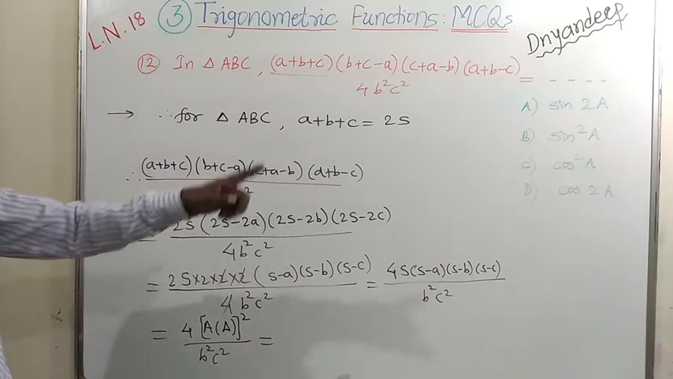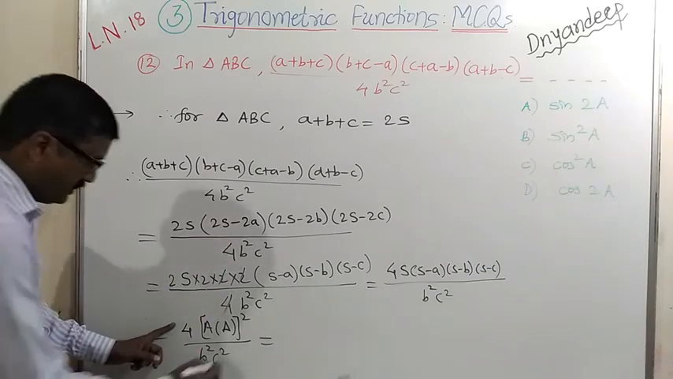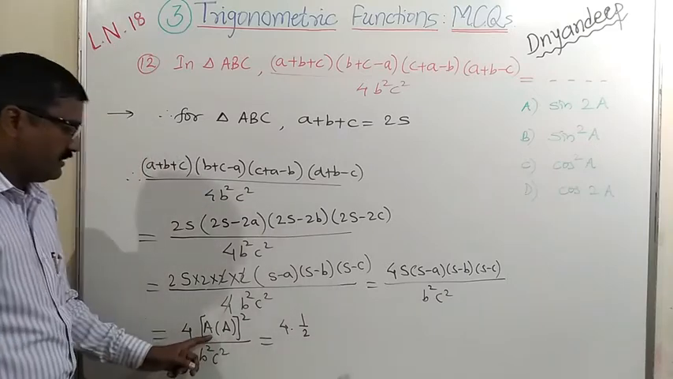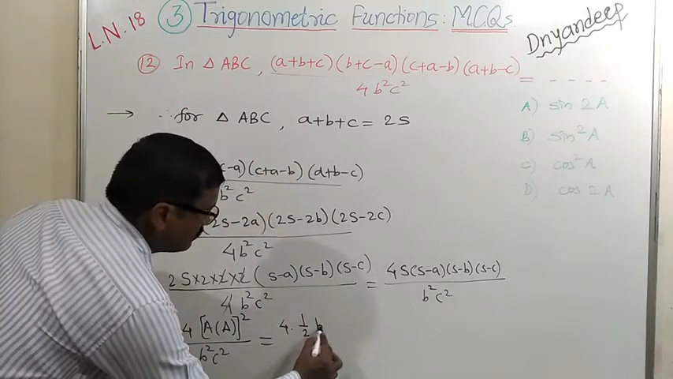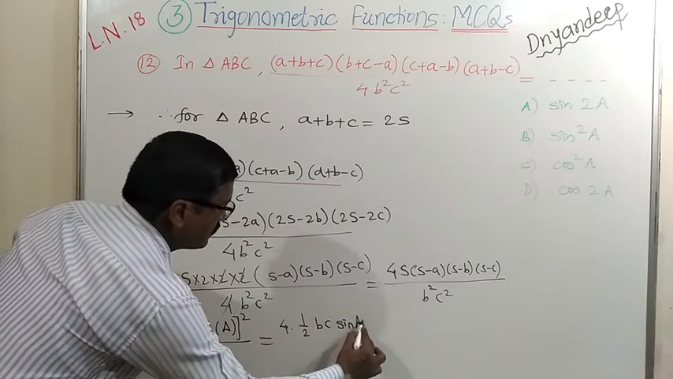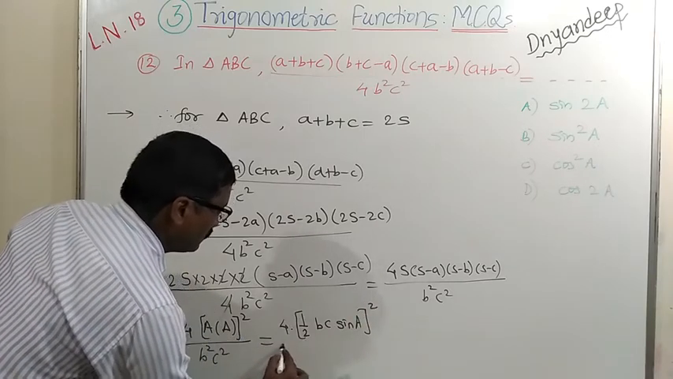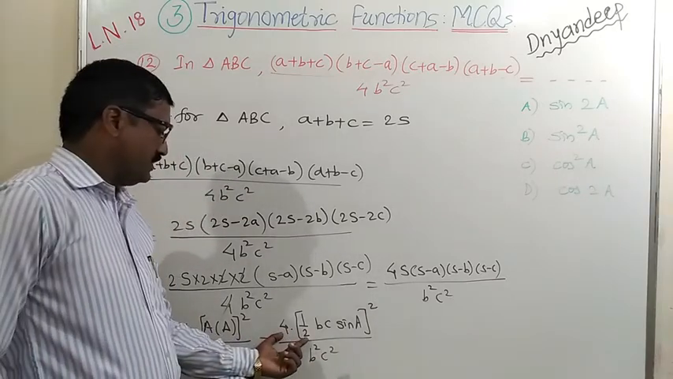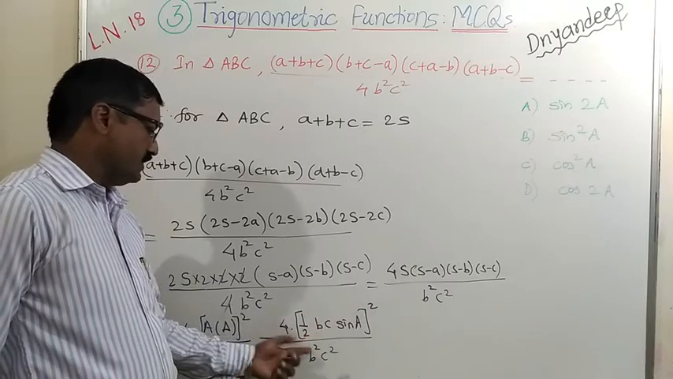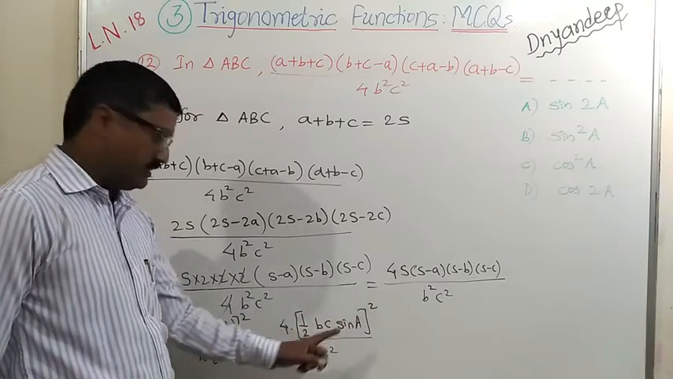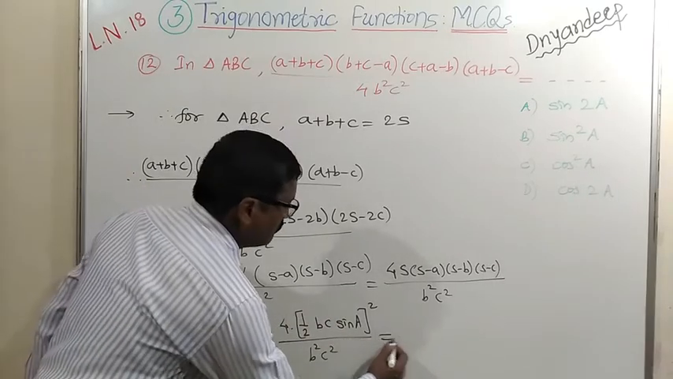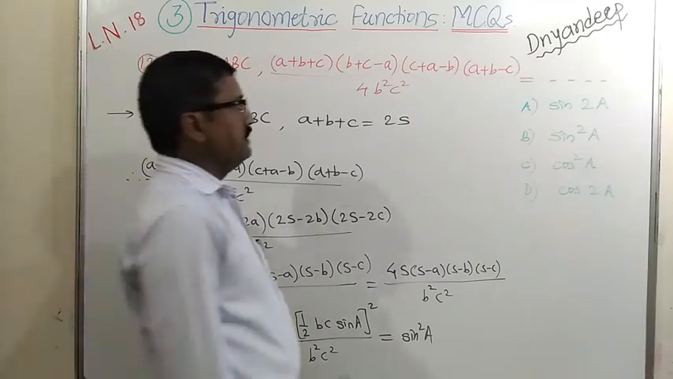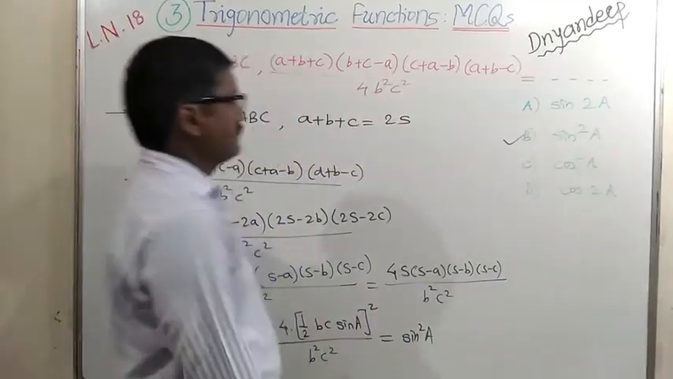Can we write the area of a triangle in terms of a trigonometric ratio? Yes, it is 4 into half of, if you write the area of the triangle in terms of angle A, then it is b into c into sin A, and its square, whole divided by b²c². So here this 4 and this 4, because the square is here, cancel. b²c² cancels, and what remains is sin A squared, that is equal to sin²A. So option B, that is sin²A, is correct here.